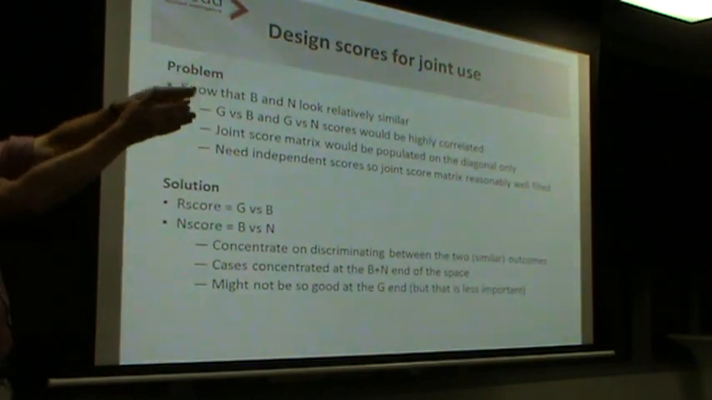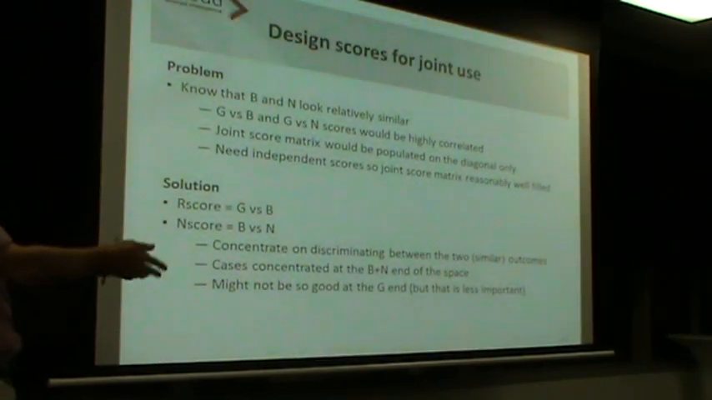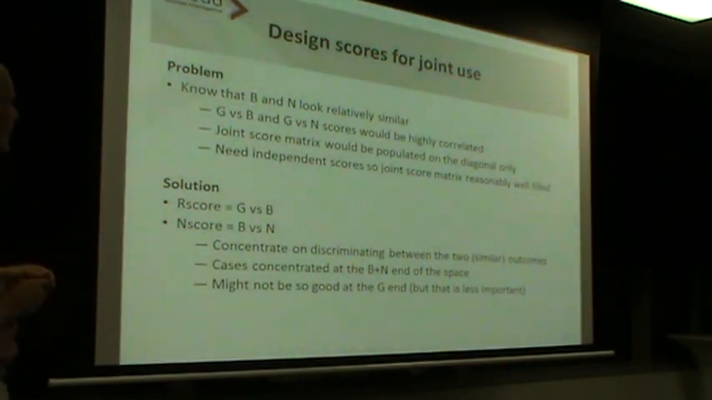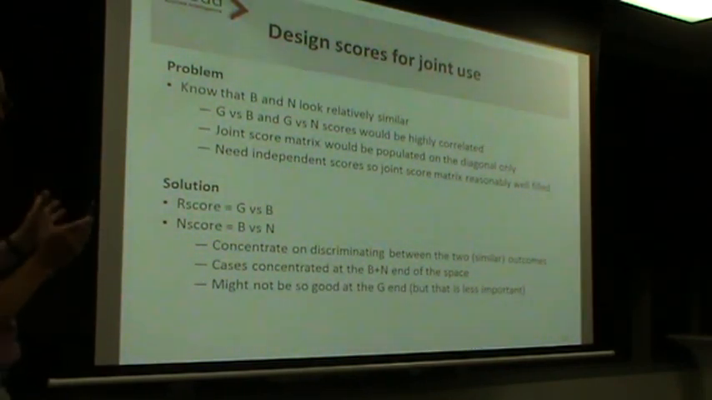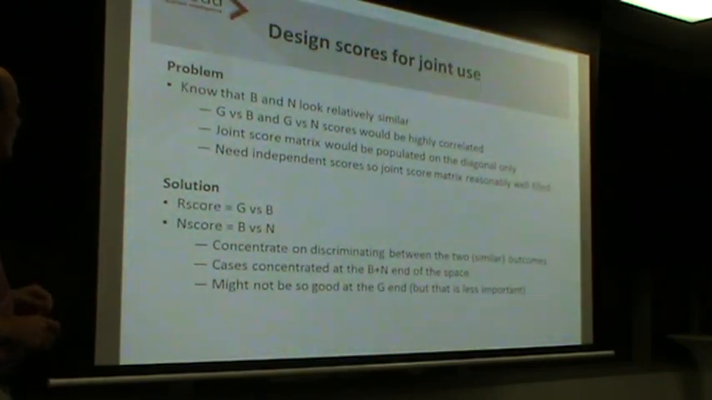So when we were plotting cases out on that two-dimensional space, you pretty much get a high correlation of the scores, so all the cases would just be distributed near the diagonal. So that would not be much use for setting decision boundaries. So ideally, we'd like to have independent scores so that the score matrix is reasonably well filled.